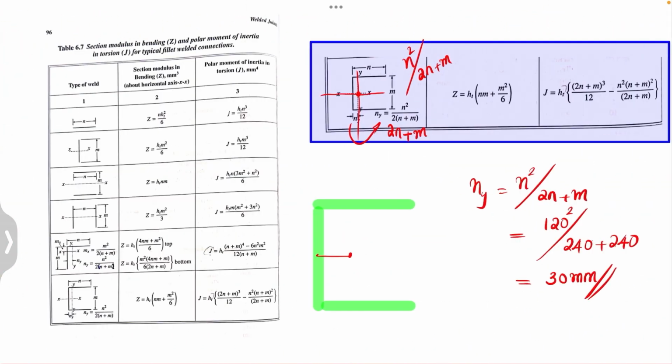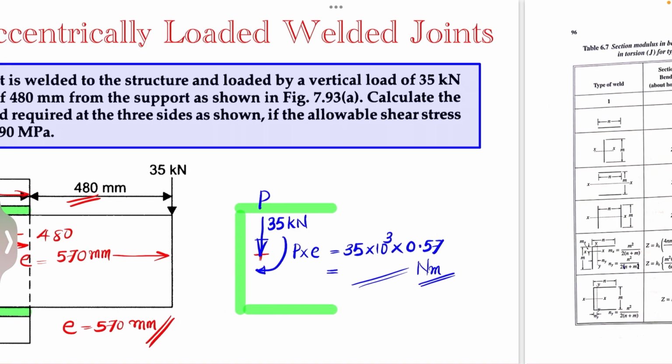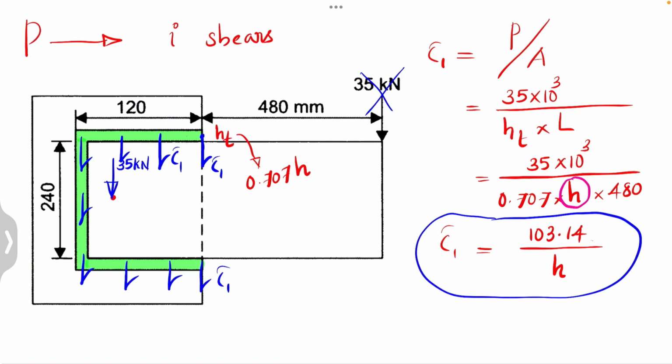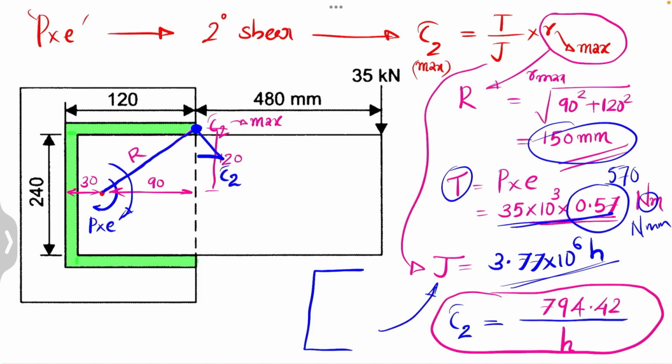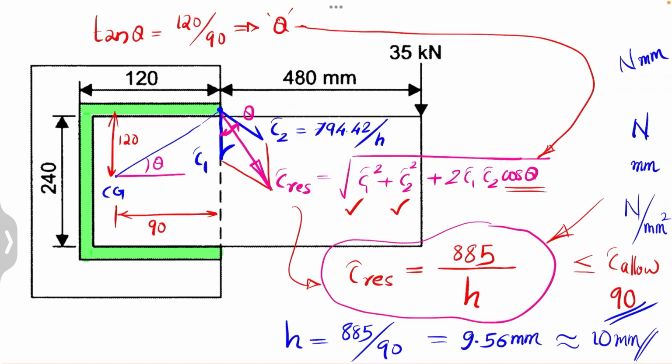So this is the way we have to solve the problem from the design of eccentrically loaded welded joints. The first step is to locate the CG, then find the eccentricity value, then take the effect of load P, that is the primary shear stress tau 1, then the effect of torque P into E, the secondary shear stress tau 2, then the resultant shear stress tau resultant using this equation, then equate it to the allowable, then find the value of H.